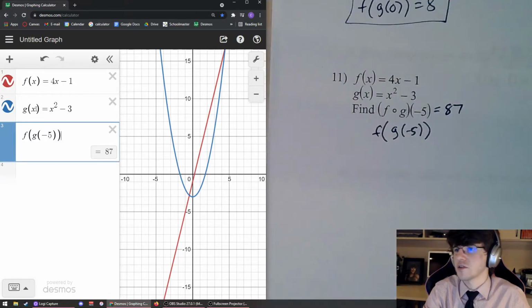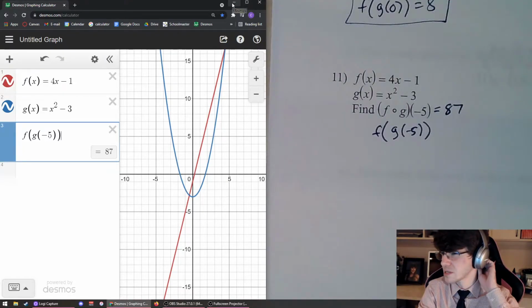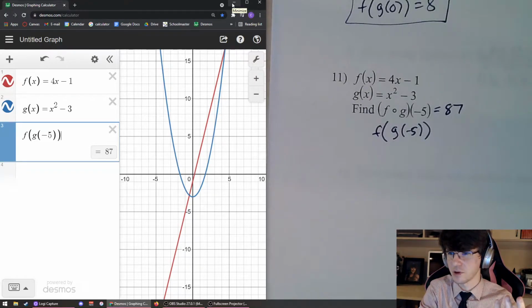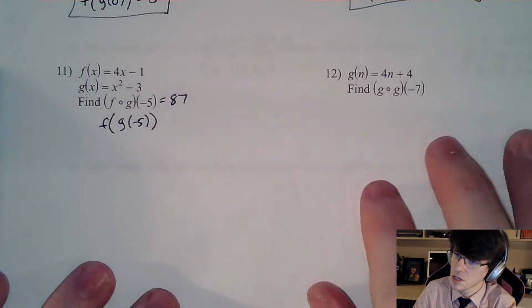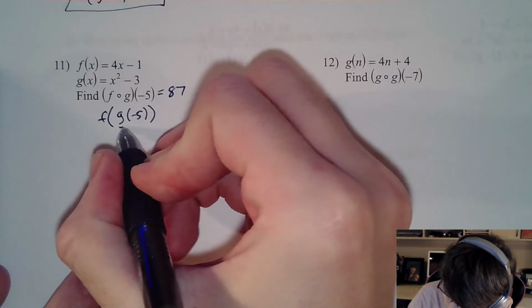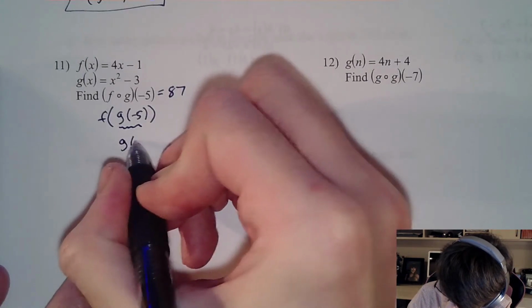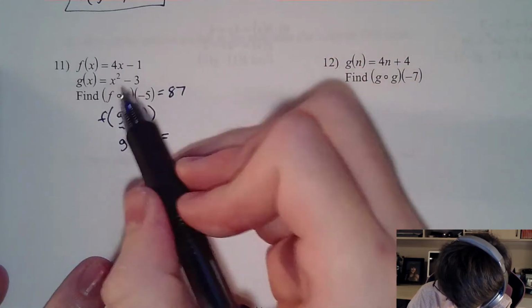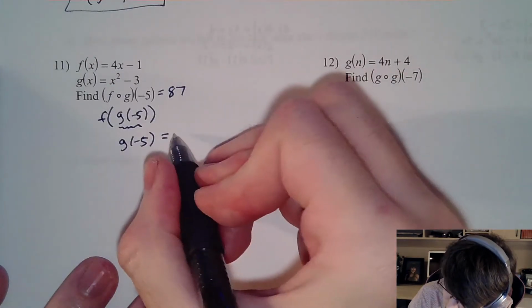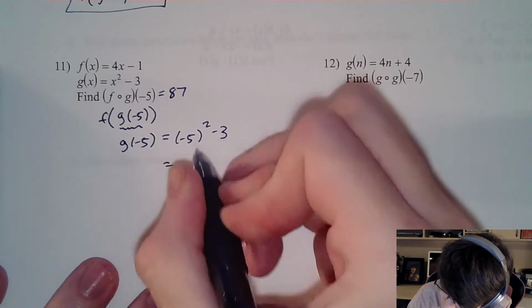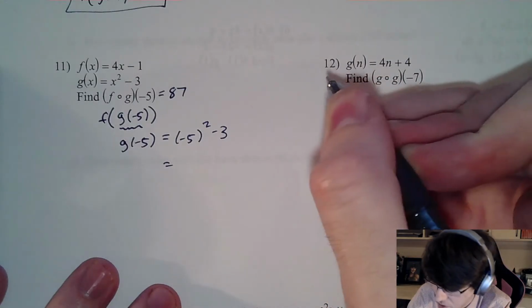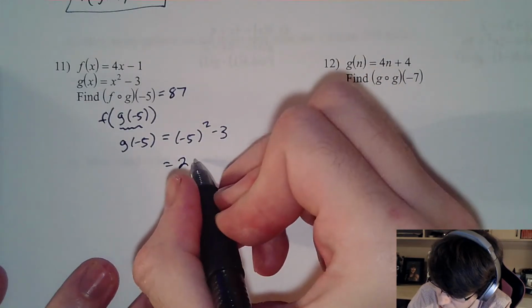Now, obviously, that doesn't really show us enough work, and it might not help us on the test because we're not allowed to use Desmos, but please let us know that it's there. Let's check it, and let's do the work for it. So actually doing it, again, we're going to start with that inside, g of negative 5. That means that this x right there is going to become a negative 5. Negative 5 squared is 25, and 25 minus 3 is 22.